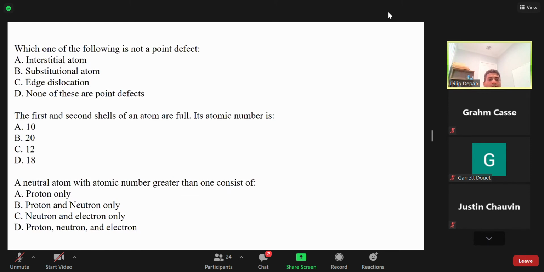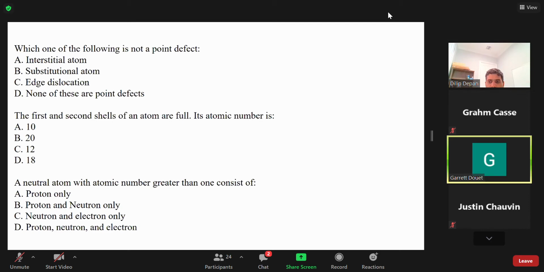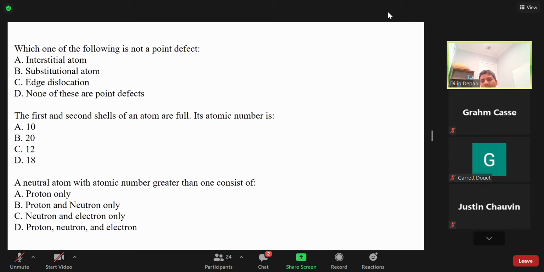Okay, which one of the following is not a point defect? Interstitial atom, substitutional atom, edge dislocation, none of these. That will be C, edge dislocation. Edge dislocation is a one-dimensional defect or a linear defect. On the other hand, the interstitial atom and substitutional atom, they both are point defects.